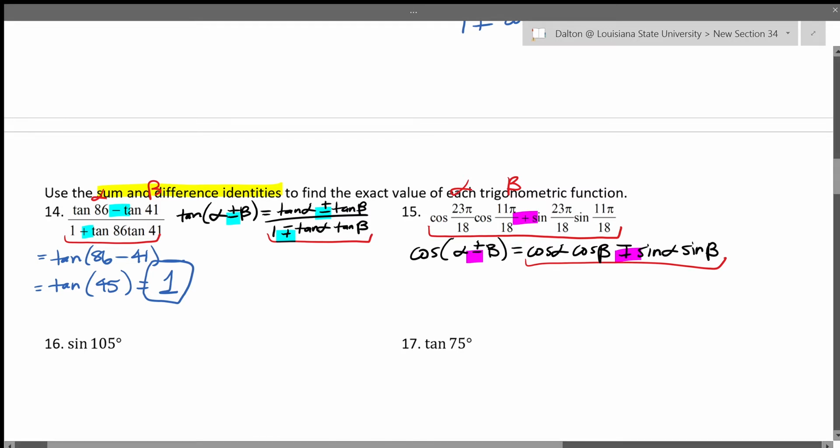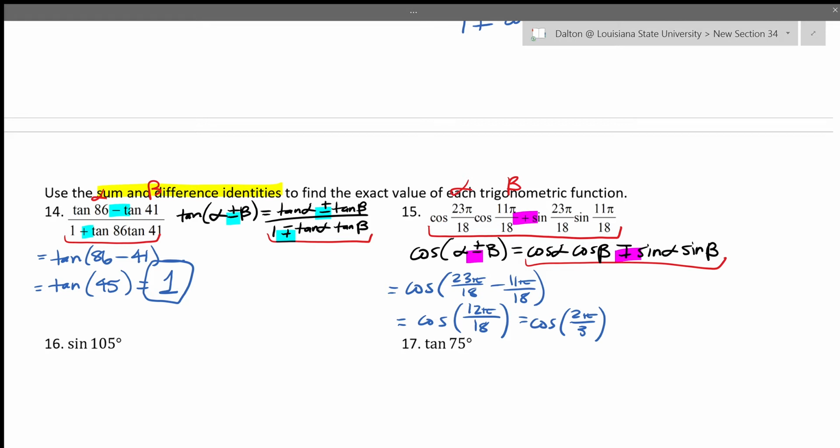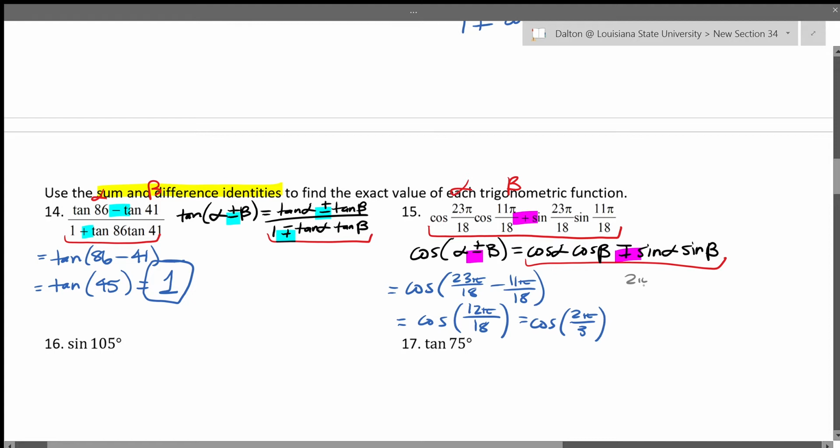So this is going to be the same thing as the cosine of alpha, which is 23 pi over 18, minus beta, which is 11 pi over 18. And again, you could have converted those to degrees first and then subtracted them. It doesn't matter. Either way, if I subtract 23 pi over 18 minus 11 pi over 18, I end up with 12 pi over 18, which reduces to cosine of 2 pi over 3. So if you haven't converted to degrees yet, you can convert 2 pi over 3 if you don't know the cosine of this value.